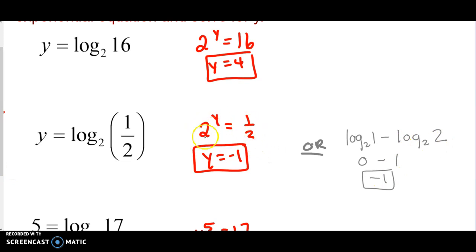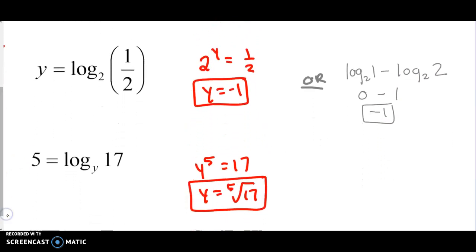But the directions did ask you to convert to an exponential, so what's in red is probably the preferred method here. Here, I convert to an exponential, I get y to the 5th equals 17. To solve for y, I take the 5th root of both sides, so I get y is the 5th root of 17.